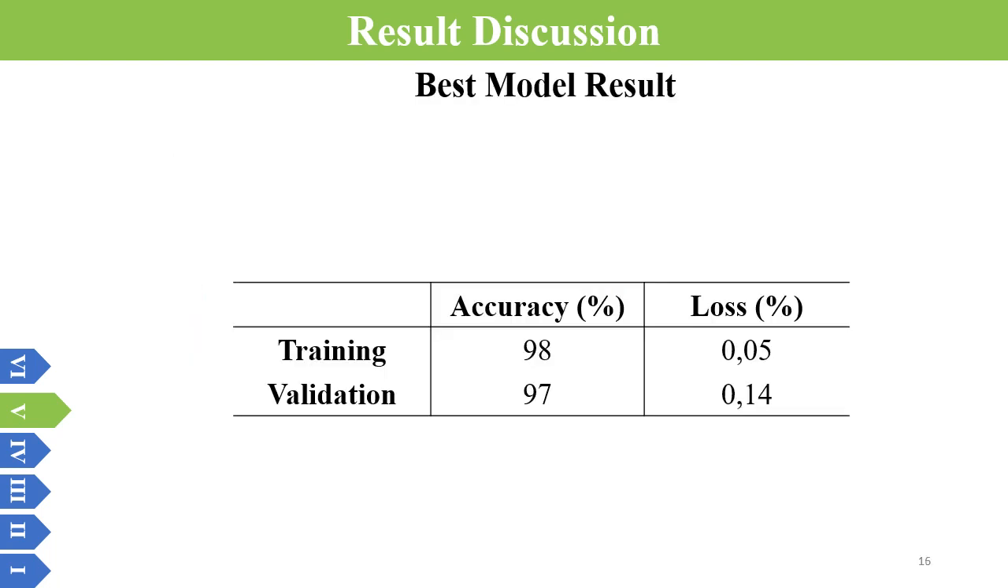And now here we present the result of the best model during the training phase. We have a training accuracy of 98%, and for validation accuracy we have 97%. And when we talk about the loss, we have 0.05%, and for validation loss we have 0.14%. The result is highly accurate, as we talked about in this table.